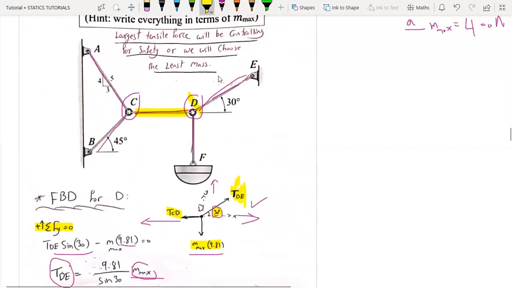So I have found TDE and TCD. Now I'll move to particle C, okay, to find the tension force in cable AC and BC, and they will also be in terms of M maximum, because the tension force in cable CD is also in terms of M maximum.